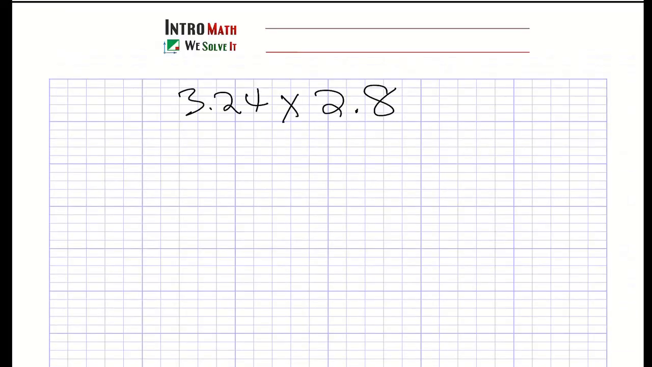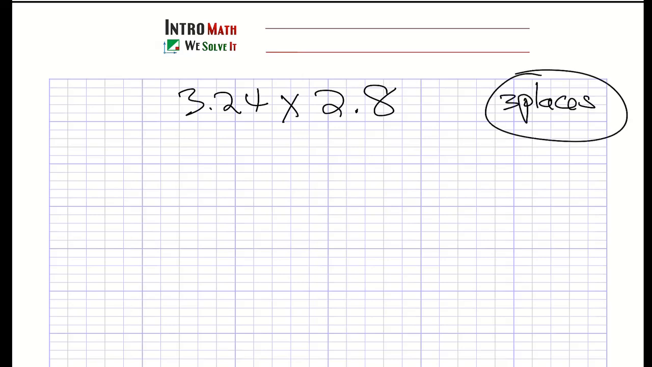Let's do more. All right, here is another problem we need to deal with. How many decimal places? 3, right? And then you line things up. 3.24 times 2.8. Like I said, the most important thing is where you write the decimal point down after you've done the multiplication, not how you line it up right there. 8 times 4 is 32.